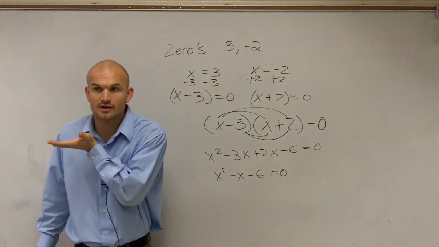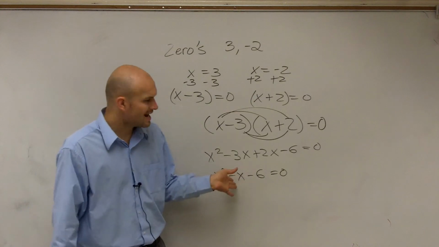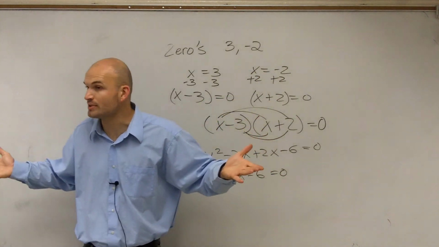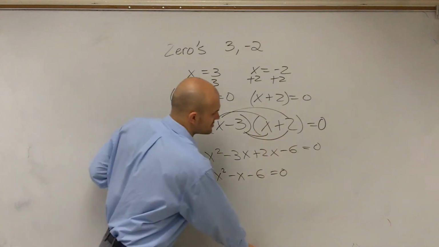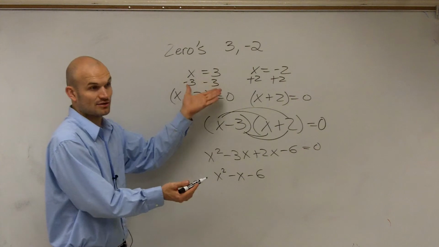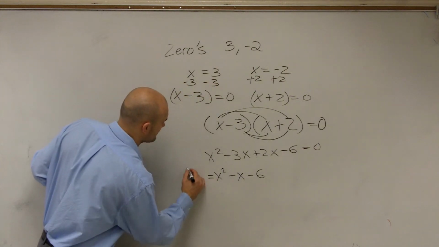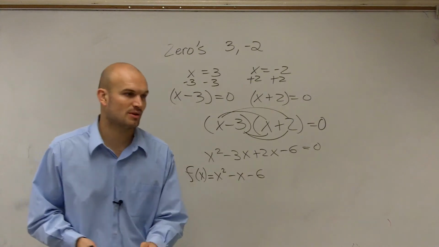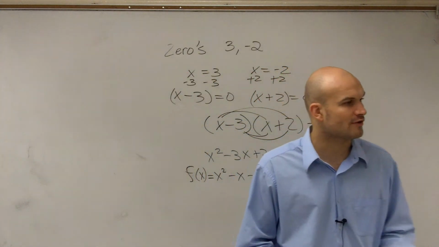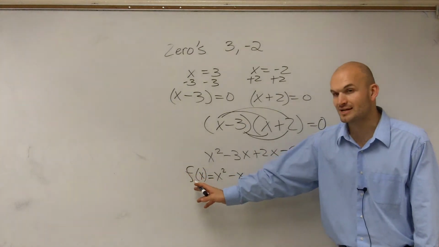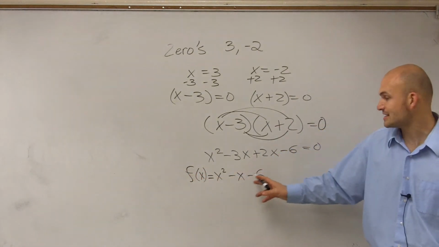Now, here's the issue that we want to deal with. I have this written equals 0 because that's how we found our zeros. But what they're asking us is, what is the polynomial, right? So in my final answer, I'm not going to say this is equal to 0, because that's how we found the zeros. Instead, this is going to be the rule of my polynomial f of x, or whatever they want to call your function. So we'll say my polynomial f of x equals x squared minus x minus 6.